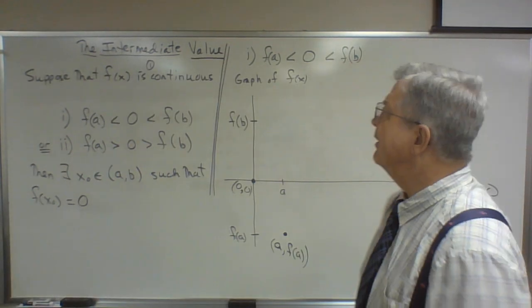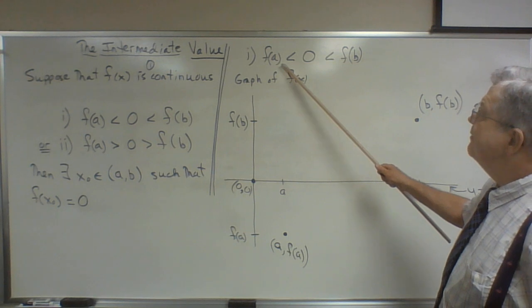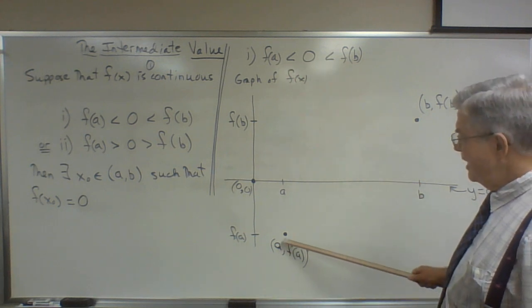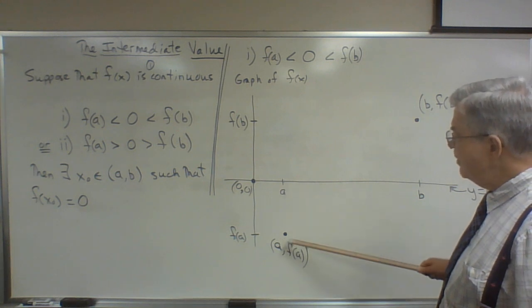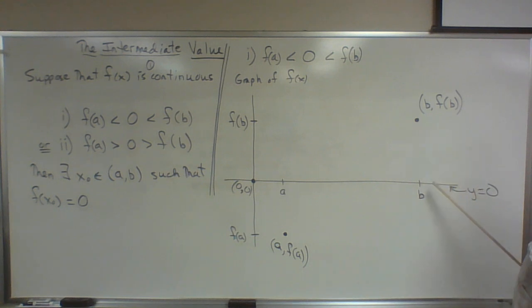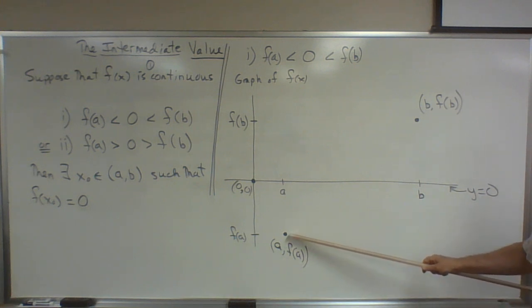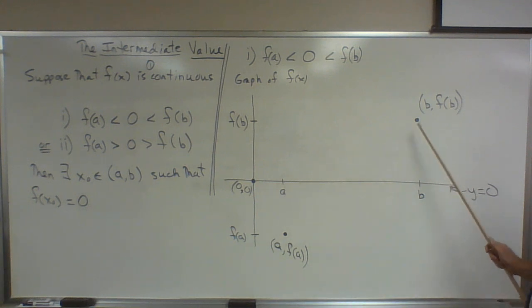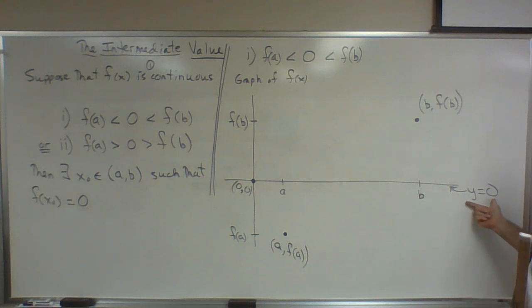Here's the first scenario. f of a is negative, f of b is positive. So f of a lies below the y-axis, f of b lies above the y-axis. No, I'm sorry. f of a lies below the x-axis, forgive me. f of b lies above the x-axis, also known as y equals 0.